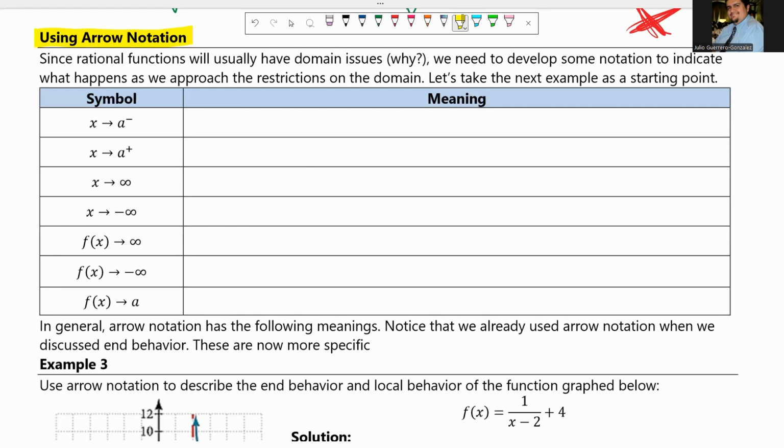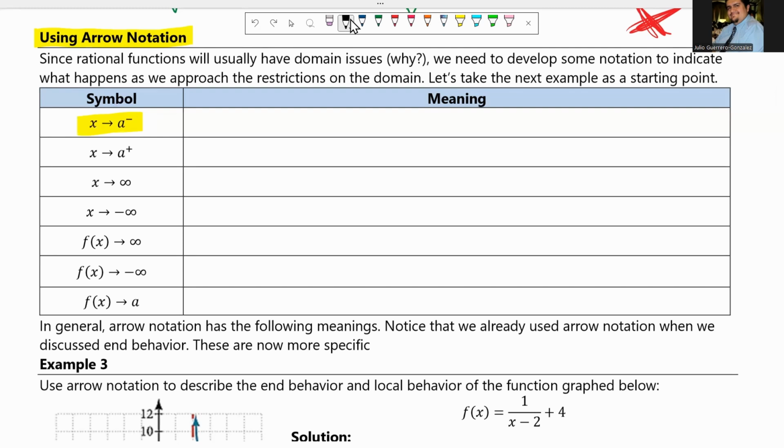So there's 7 of them on the left-hand side of your screen, right? And I'm going to write the meanings of them. And then we'll see how we use this notation to describe these kind of graphs, okay? All right, so the first one that I'm going to do is this one, okay? X, right arrow, A, but notice it's got this negative right there, and it's in an exponent, right? So keep that in mind, right? So first of all, let me write it out. I'm going to say it out first, and then I'm going to write it, okay?